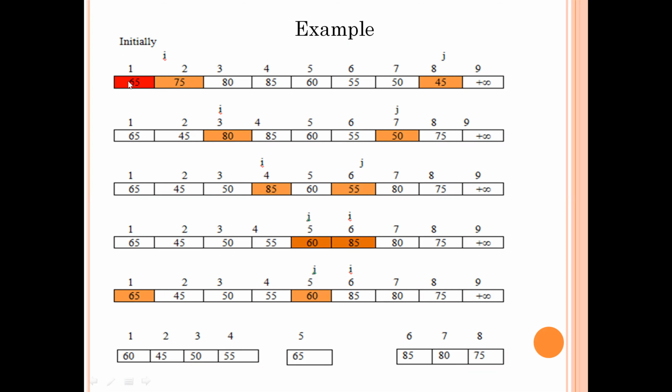Now what you have to do is, first of all, select a of 1 as pivot. So here 65, which is in red color, is the pivot. It has been selected. Next, I told that you have to assign the value of i as 1 and j as n plus 1. So that is, it will be placed here. Then you have to move i towards the right. That is, you should increment i until you find an element that is greater than pivot. What is the value of i now? It is 1. So i will be incremented, and it will become 2.